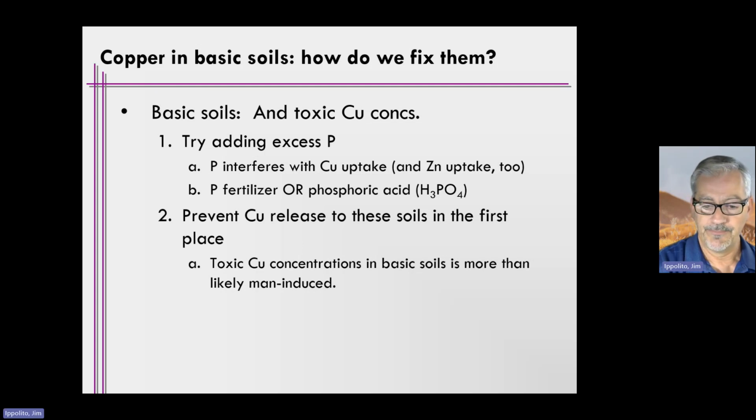A better approach, if you have a problem, is to stop adding copper to a soil or to prevent the copper release in the first place. So when you see toxic concentrations of copper in basic soils, in soils above a pH of 7, this is more than likely man-induced. I wrote that as an academician to cover my butt. This is man-induced. This is not natural. So this is man-induced, and I want to share with you this story.